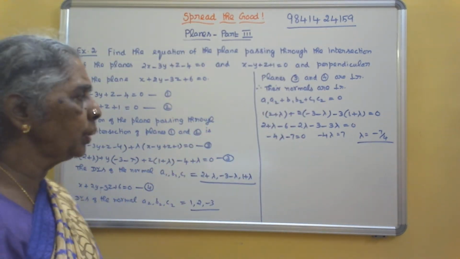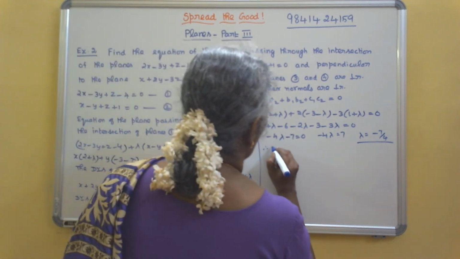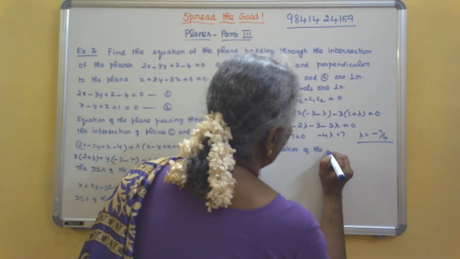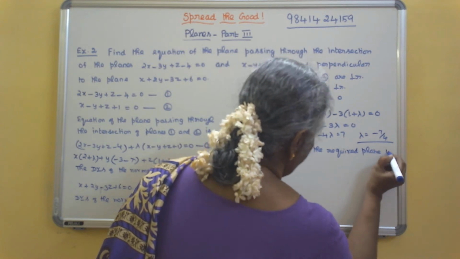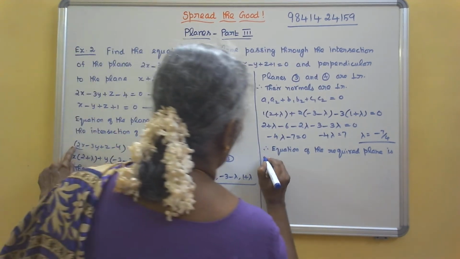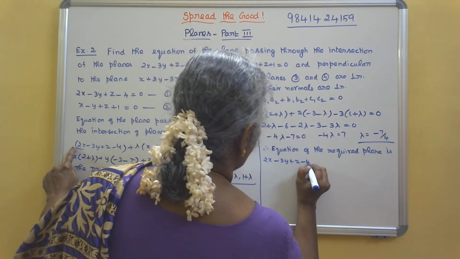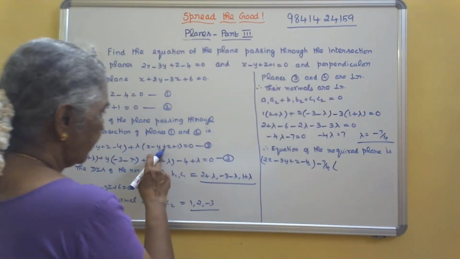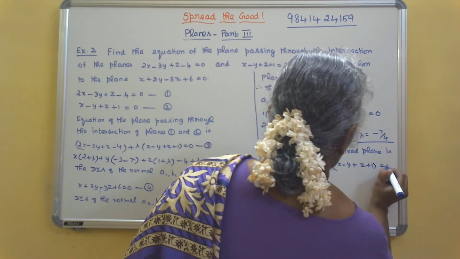Now we have to substitute in plane 3. Now go to the original one. No, don't go to this one, this will be easier. So now you write, therefore, the equation of the required plane is, let me write this part as it is, 2x minus 3y plus z minus 4. Instead of lambda, let me write minus 7 by 4. Write the second one: x minus y plus z plus 1 is equal to 0.